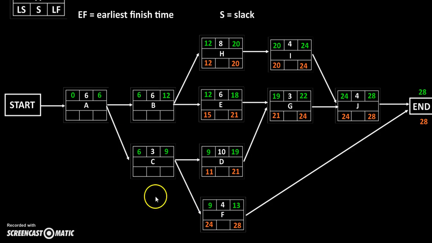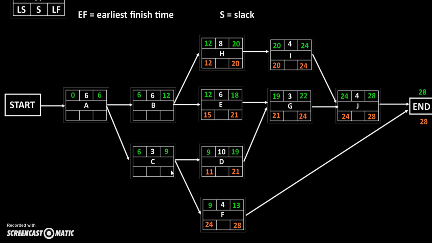So now let's do C first. Here we've run into a similar problem that we encountered during our forward pass, right? The fact that there are 2 subsequent events to C. So which of these latest start times becomes the latest finish time for C? Well, it's similar to how we did it before. So D requires C.